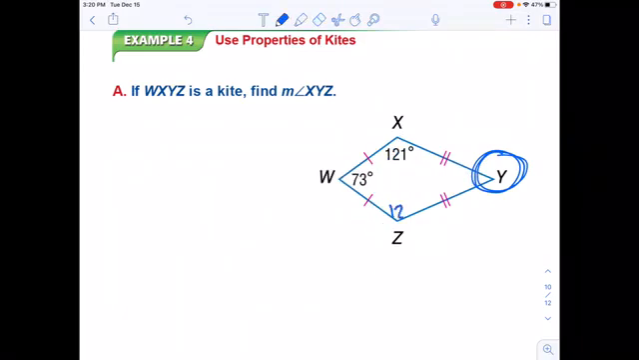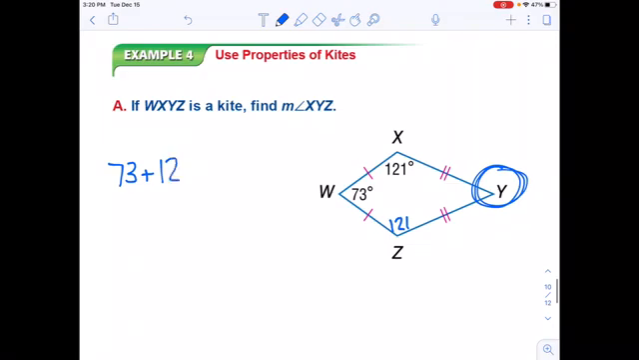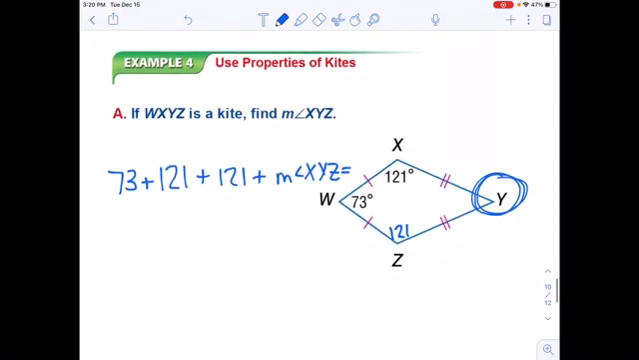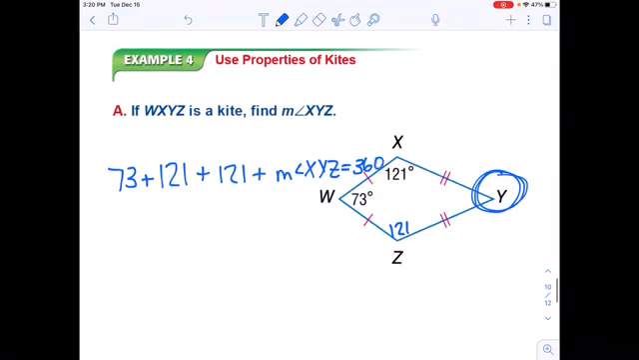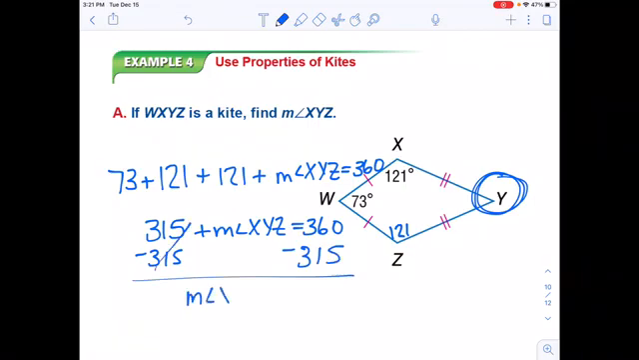So we know angle Z is 121. We know all quadrilaterals' interior angles add to 360. So we can take 73 plus 121 plus 121 plus the measure of angle XYZ has to equal 360 degrees. We can go ahead and add these, so we get 315 equals the measure of angle XYZ, and then solve for the measure of angle XYZ. Equals 45 degrees.